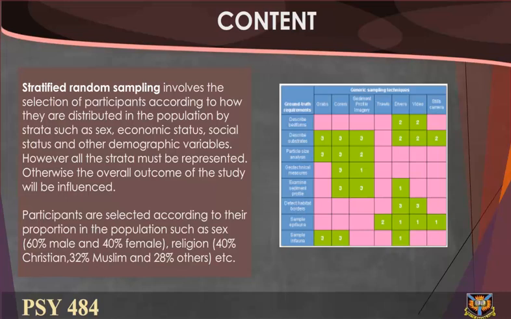Stratified random sampling involves the selection of participants according to how they are distributed in the population by strata such as sex, economic status, social status, and other demographic variables. However, all the strata must be represented, otherwise the overall outcome of the study will be influenced. Participants are selected according to their proportion in the population such as sex, 60% male and 40% female, religion 40% Christian, 32% Muslim and 28% others, etc.